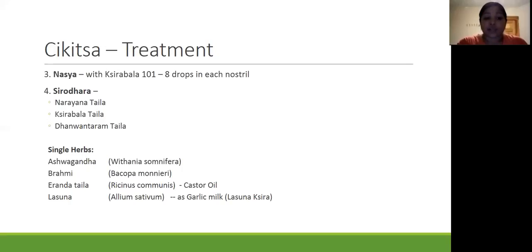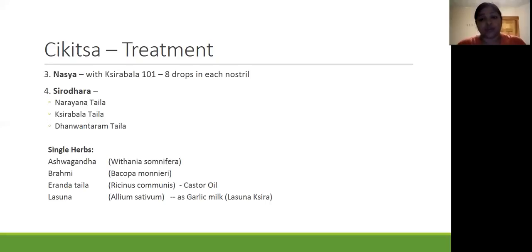Another aspect of being able to re-nourish or do brahmana or rejuvenation for the brain and for the structures, for the cranial nerves and the structures that are coming out from there, is Shirodhara. There are actually 2 aspects of how to do this. We can do either Shirodhara or Shirobasti.